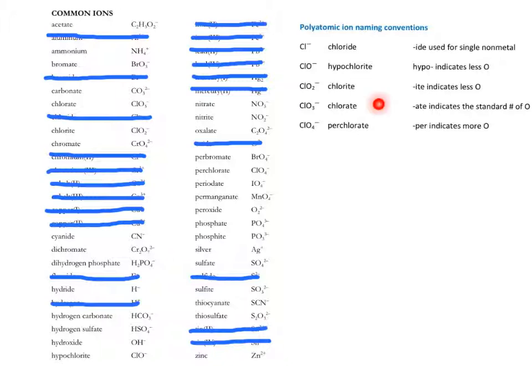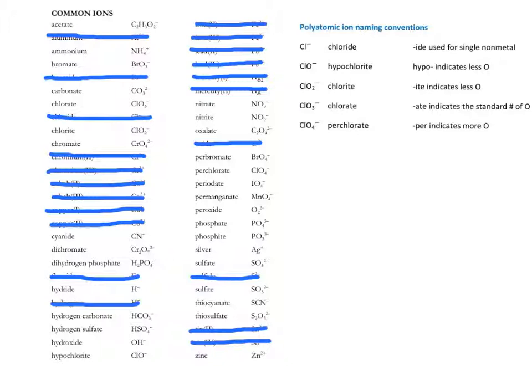So you can see here that the third one down of the ones with oxygen in it gets the ATE ending. We're going to call that the normal number of oxygens. And ite is going to have one less oxygen. They're going to use the prefix hypo to mean less, and then the suffix ite also means less. So that winds up being two less oxygens than the one with chlorate. And per is going to be a prefix meaning more, and so it's going to have one more than the normal amount of oxygen that you see for the chlorate.